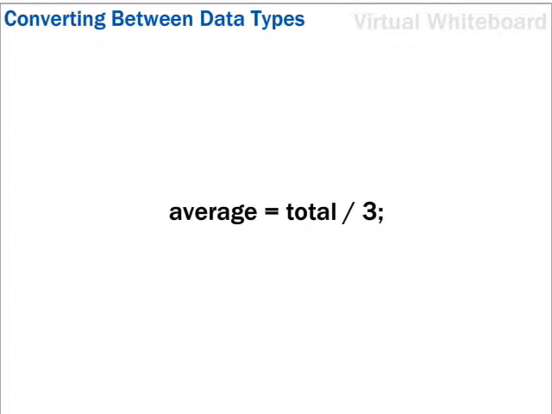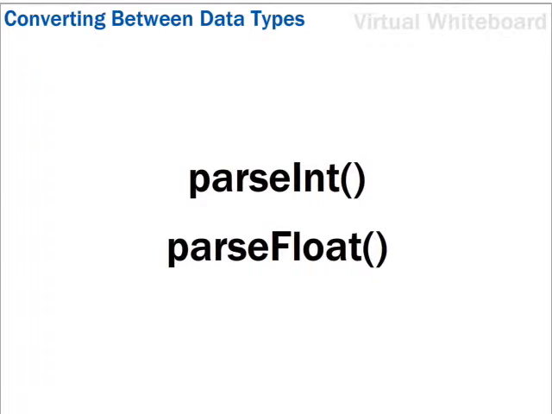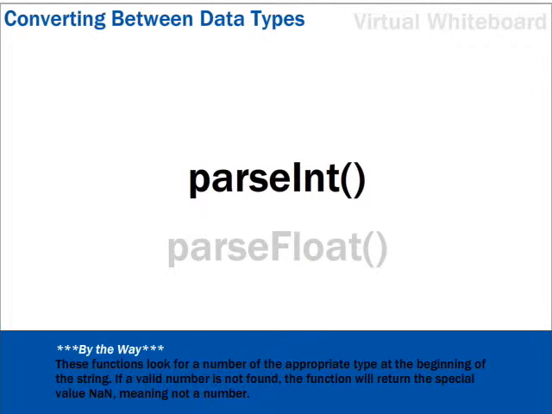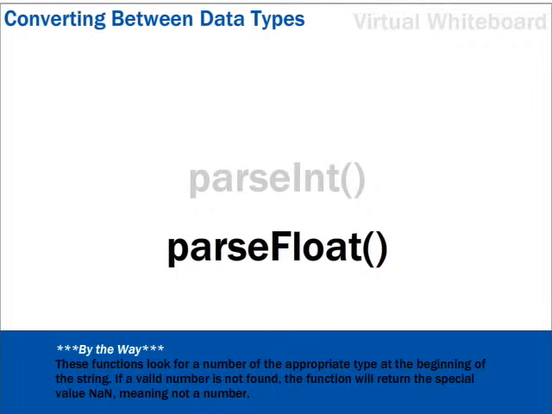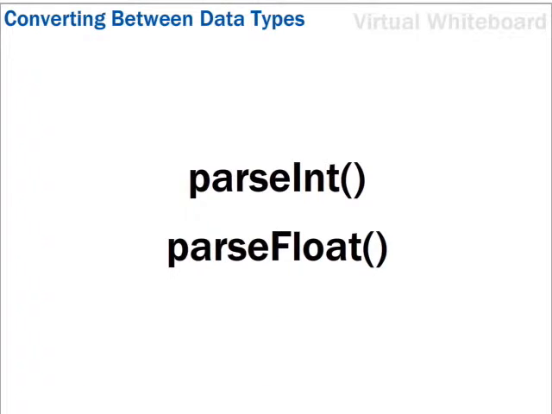However, the total variable could also contain a string. In this case, our last statement would result in an error. In some situations, you might end up with a string containing a number and need to convert it to a regular numeric variable. JavaScript includes two functions for this purpose: parseInt, which converts a string to an integer number, and parseFloat, which converts a string to a floating point number.